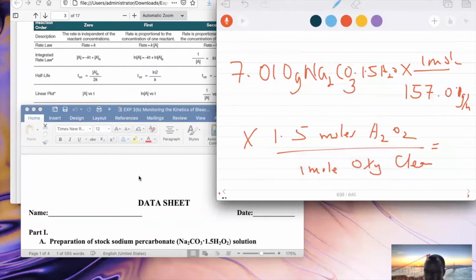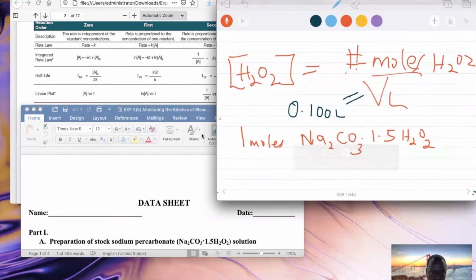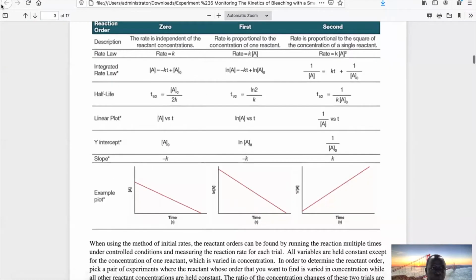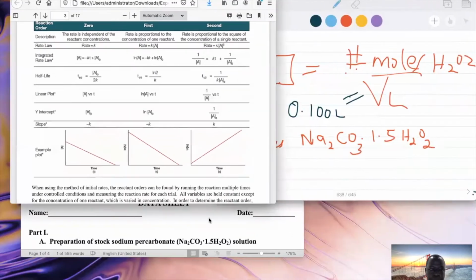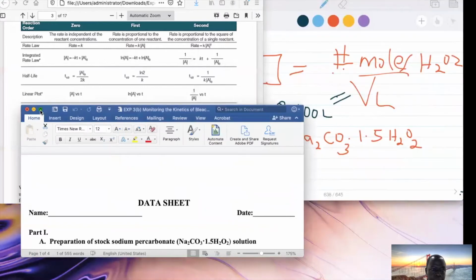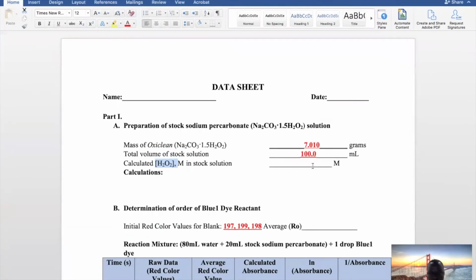That is what we need to fill in this equation to find the concentration of the hydrogen peroxide in the stock solution. So you're going to fill in, and please, you have to show your calculation. Not in this space, you may attach an extra sheet of paper, and please label it as part 1A, preparation of stock solution. That is it for part 1A.